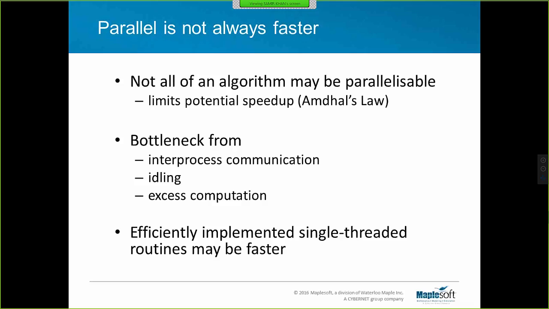Now, parallel computing isn't always faster. With parallel programs, you need to pass data from one process to another, and this can be slow. And the fastest known single-threaded algorithm may have fewer computations than the fastest known multi-threaded algorithm. A good example of that are FFTs. And ultimately, efficiently implemented single-threaded math routines may be faster than their parallel counterparts.